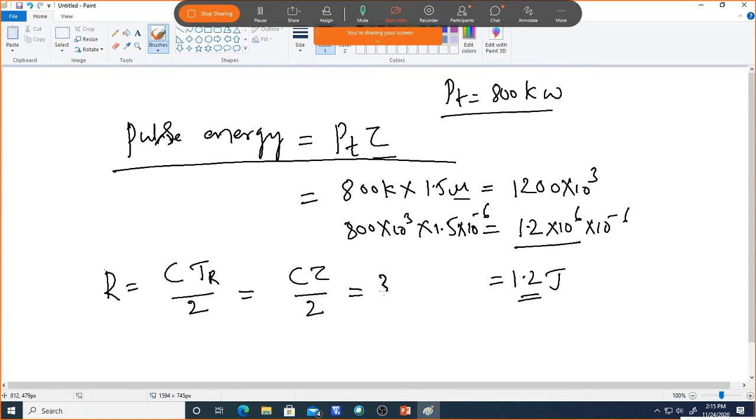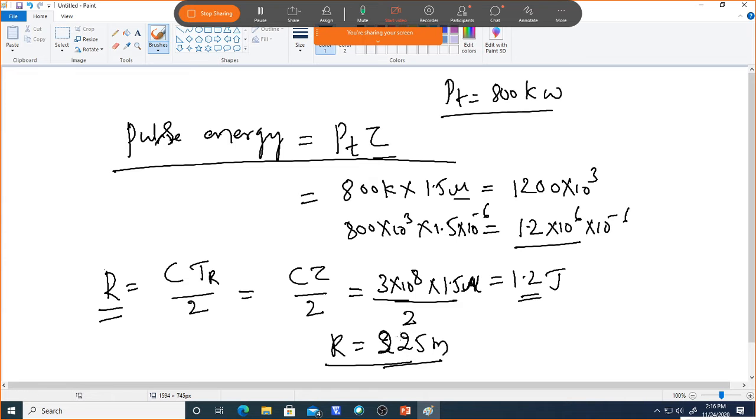If you substitute this, you will get the range in which the two targets can be separated or resolved. This will be 1.5 micro, multiplied by C, divided by 2. So how much? 225 meters. So if you separate the targets by 225 meters, then both the targets can be resolved.